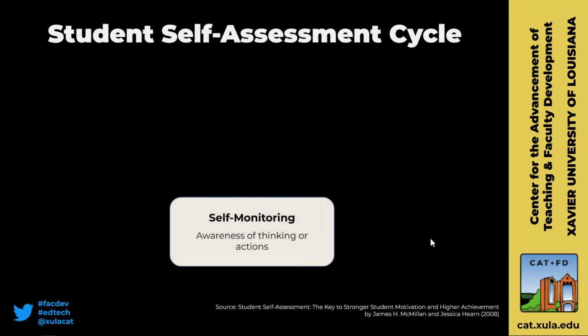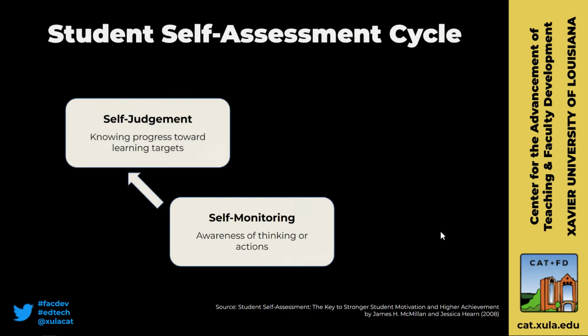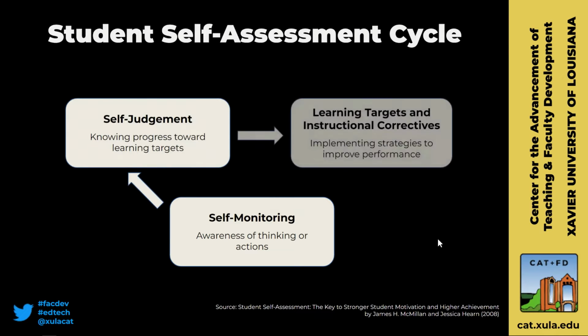And so there's this student self-assessment cycle that they talk about. With this cycle, there's the self-monitoring, where there's an awareness of your thinking or actions, and then this self-judgment, so you know your progress toward your learning targets, and then learning targets and instructional correctives, where you can implement some strategies to improve your performance. So there's this cycle that's taking place.